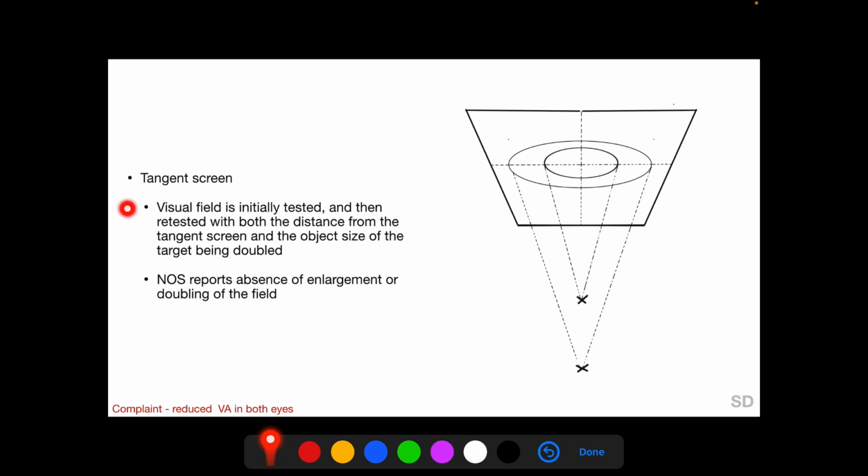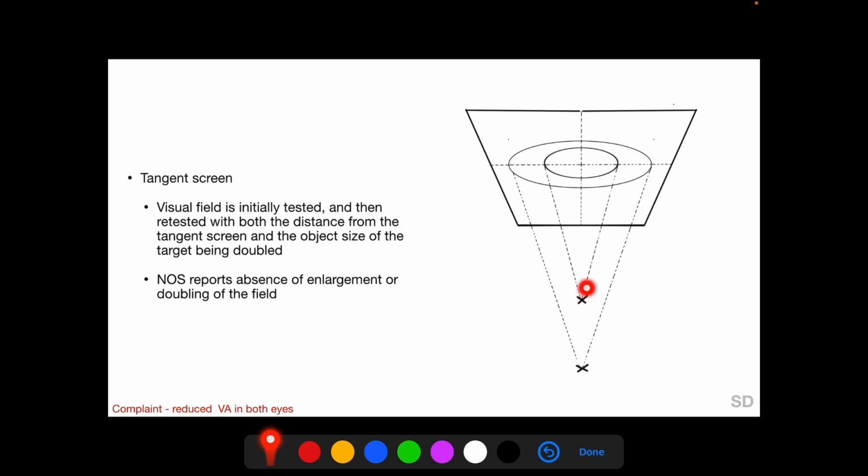field defect. So the visual field is initially tested with the patient usually 1 meter from the tangent screen, and then again with the patient at 2 meters, that is double the distance from the initial testing, with the object now being used double the size of the object used in the first position.